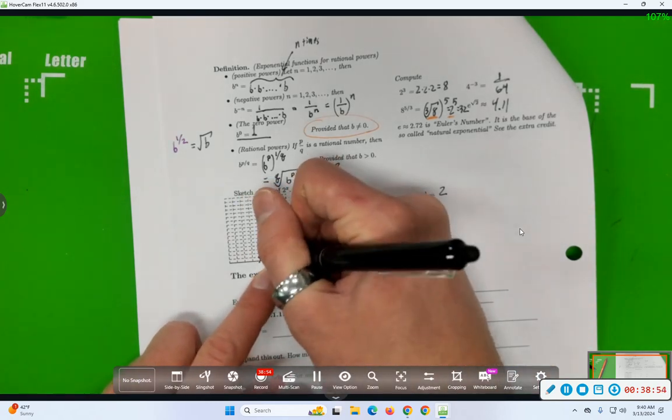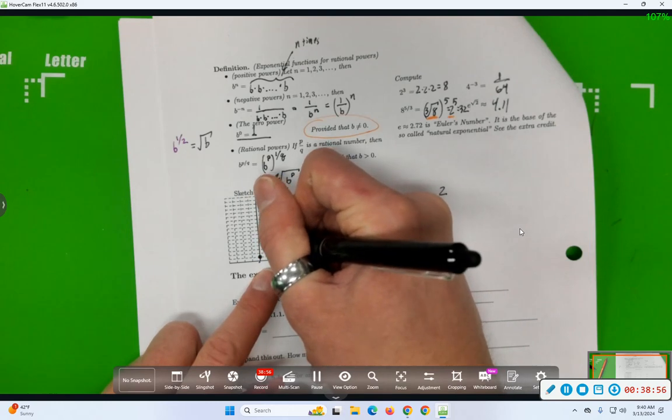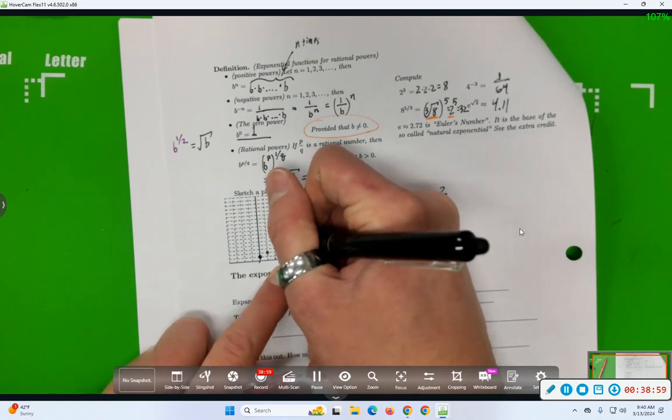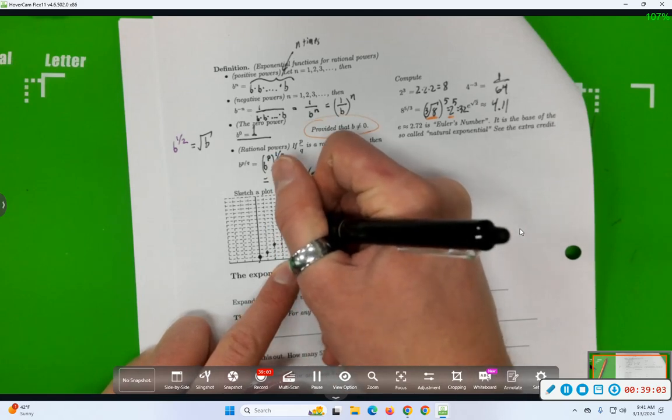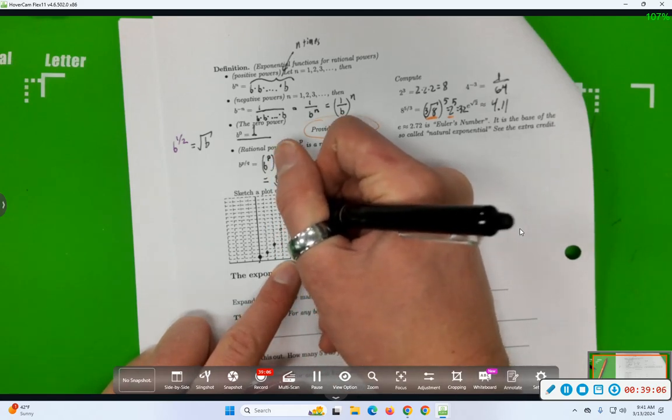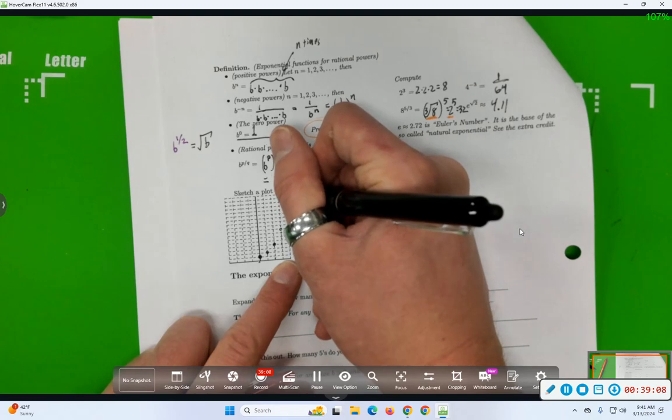2 to the 1 is 2. 2 to the 2 is 2, 3, 4. Next one is 4, 5, 6, 7, 8. Next one is 16, so 8, 9, 10, 11, 12, 13, 14, 15, 16.